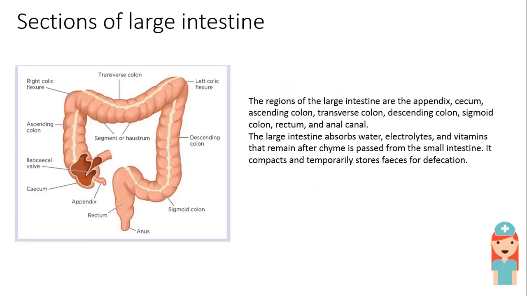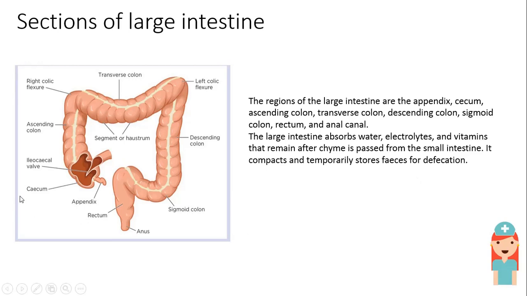Now let's see the sections of the large intestine. There are several sections of the large intestine that participate in this process. The regions of the large intestine are the appendix, cecum, ascending colon, transverse colon, descending colon, sigmoid colon, rectum, and anal canal. The large intestine absorbs water, electrolytes, and vitamins that remain after chyme is passed from the small intestine. It compacts and temporarily stores feces for defecation.